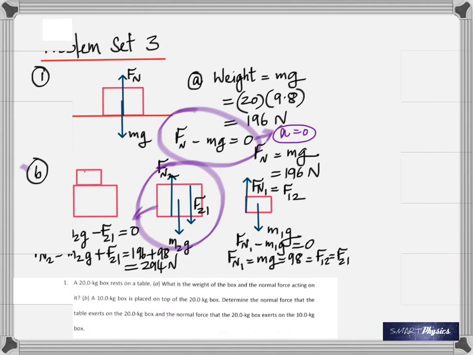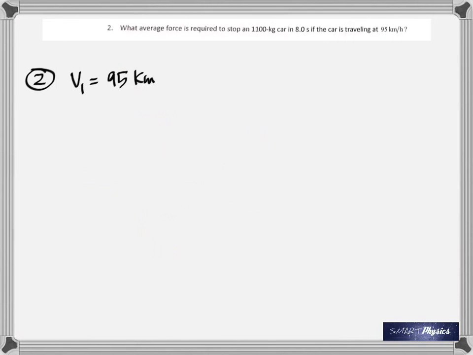So those are the answers. The velocity has got to be in meters per second. So do you know how to change? You've got to multiply by 5 divided by 18. You get 26.4 meters per second. That's the initial velocity. And what is the final velocity?